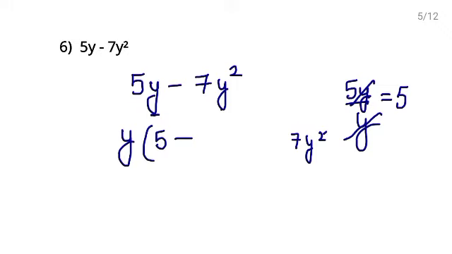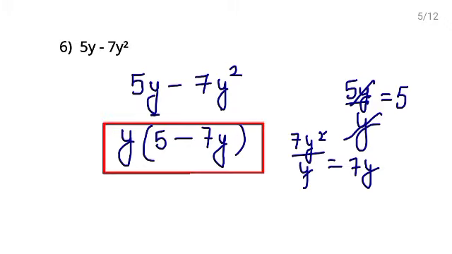So what you left with? अगर आप y common ले रहे हैं, you will be left with 7y because 1 power you already have taken outside. So you are left with 1 power now, and this is also equals to 7y, right? So this is your answer, y into 5 minus 7y.